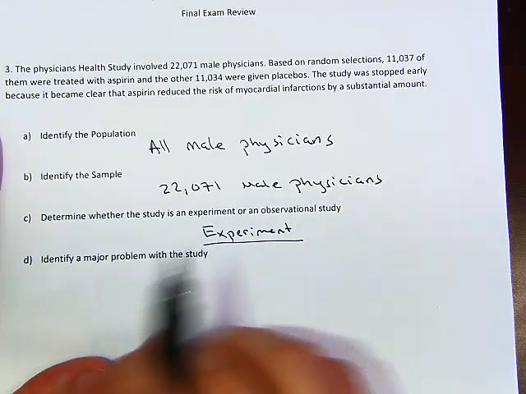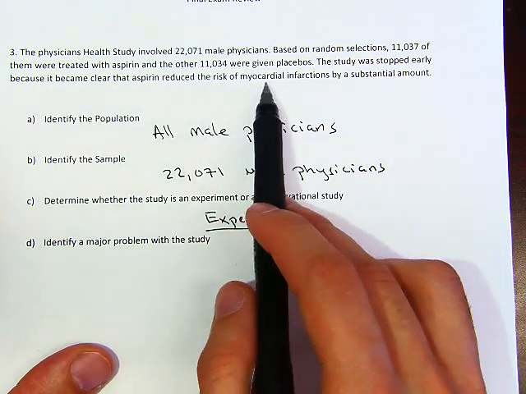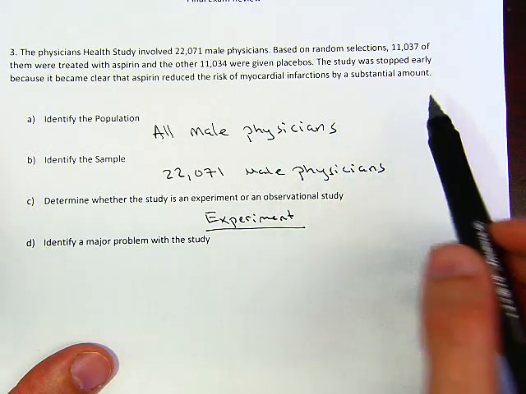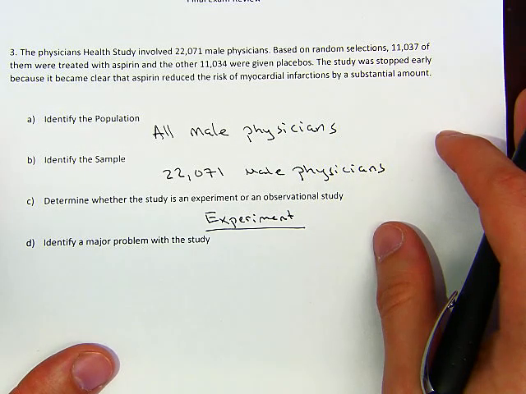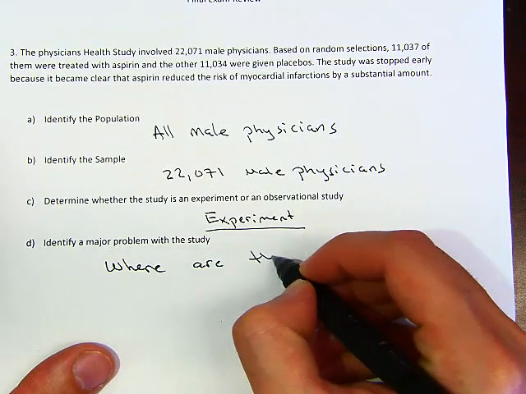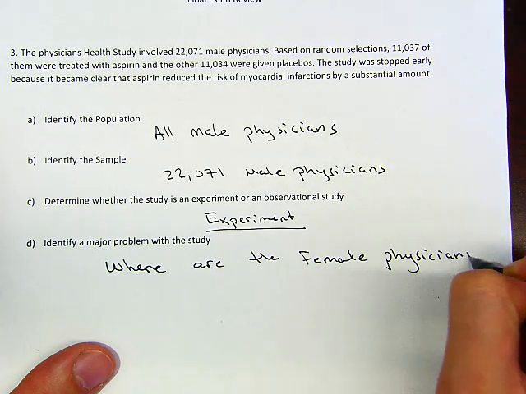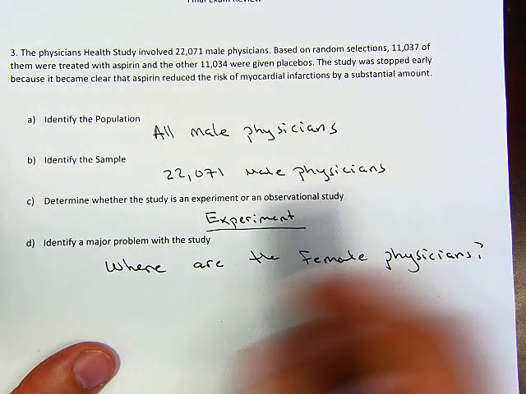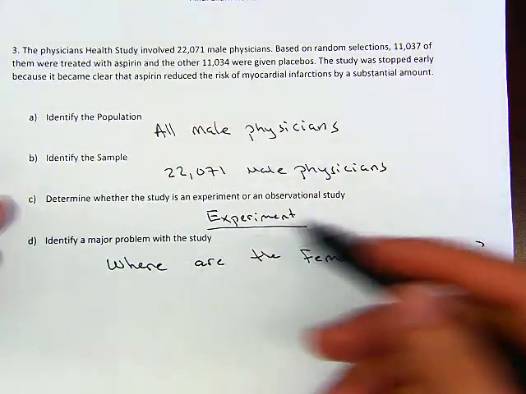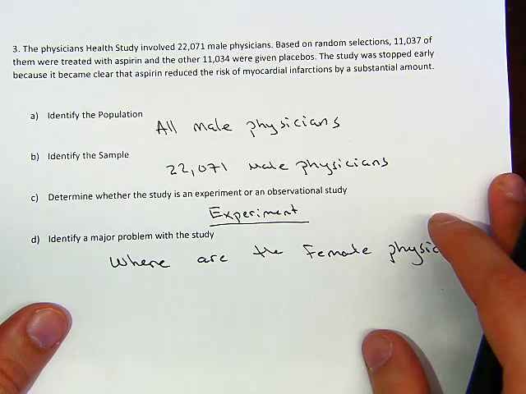And what's a major problem within the study? Let's see, it says the study stopped early because it became clear that the aspirin reduced the risk of myocardial infarctions by a substantial amount. Okay. Identify a major problem within the study. Where are the female physicians? Why are they only testing this product on males? Why aren't they testing this product on females? Okay. I'm sure there are other major problems within the study that you could think of, but this one will work just fine. All right.